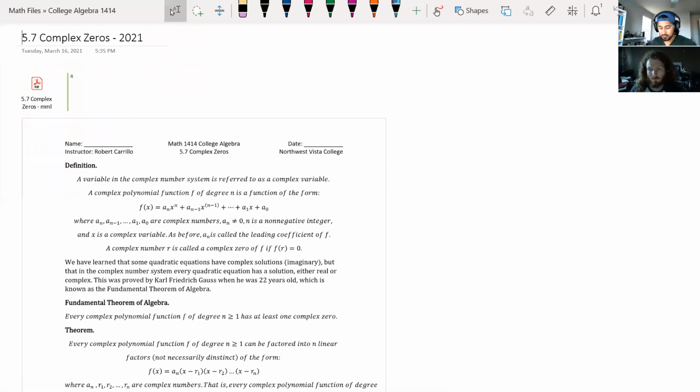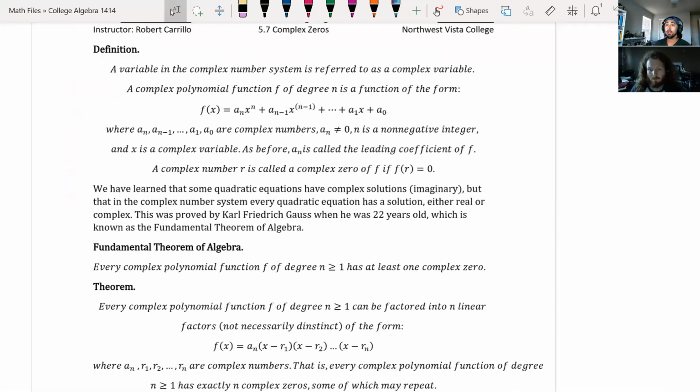All right, look at this lovely page of definitions. So a variable in the complex number system is referred to as a complex variable. A complex polynomial function f of degree n is a function of the form, and again, here is our standard form of a polynomial. You start with the highest power and you end with the constant. So we've seen this form before, where a sub n through the constant are complex numbers. And of course, the leading coefficient cannot be 0, your exponents are non-negative integers, and x is a complex variable.